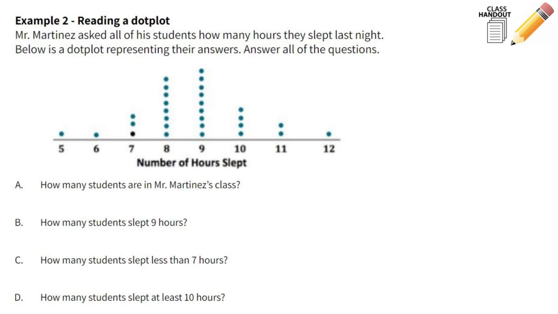So we have this example. It says, Mr. Martinez asked all of his students how many hours they slept last night. Below is a dot plot representing their answers. Answer all of the questions. The first question is, how many students are in Mr. Martinez's class? Each dot here represents a student, and if we were to count those up, that would be 29 students.